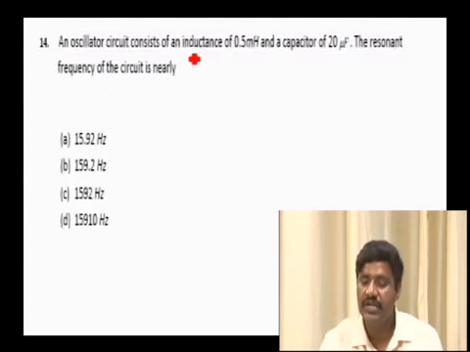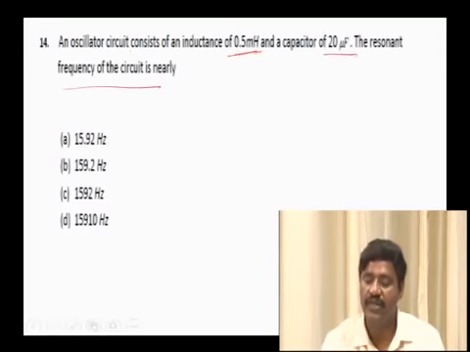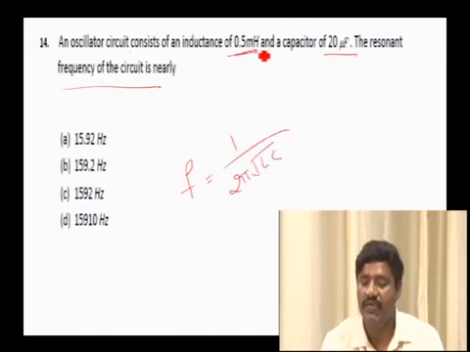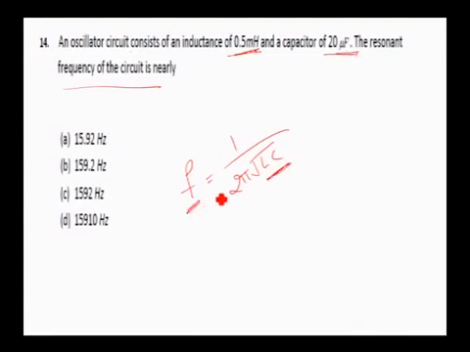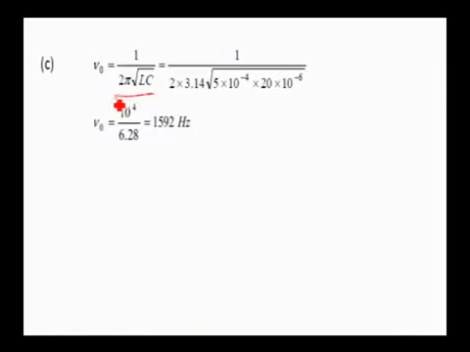There is an oscillator circuit consisting of an inductance 0.5 millihenry, capacitance 20 micro, resonant frequency F is equal to 1 by 2 pi root of LC. We have L and C. Substituting L and C in the equation, we get the frequency and the simplification done here. 2 pi root LC, 2 into pi, 5 into 10 power minus 4, it is C. Simplification gives 1592.